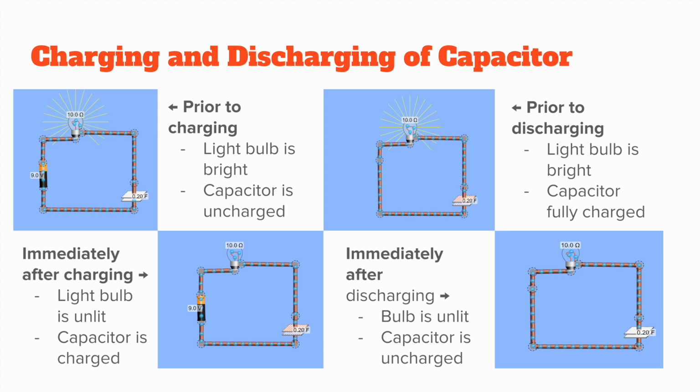Here it shows that prior to charging and prior to discharging, the light bulb was very bright, and then after charging and after discharging, the light bulb was completely dim, and you can see that here the capacitor is charged and here the capacitor is also charged.